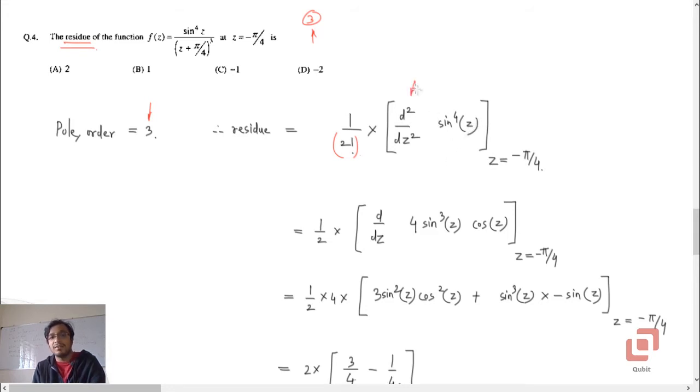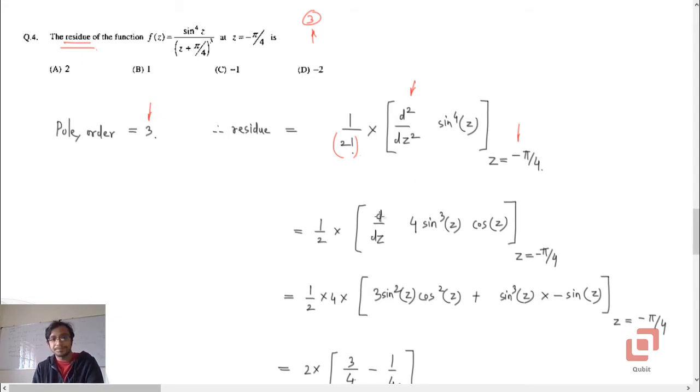Okay, so it has to be the second derivative of sine to the power 4z at z equal to negative pi by 4. Yes, this is the formula. That 2 pi i is not part of the residue; that is going to be part of the integral. Because we are not integrating this function and we also don't have any path, leave that 2 pi i part, and that is even evident from the options as well. But to confuse you, they may include i and pi in one or many of the options.